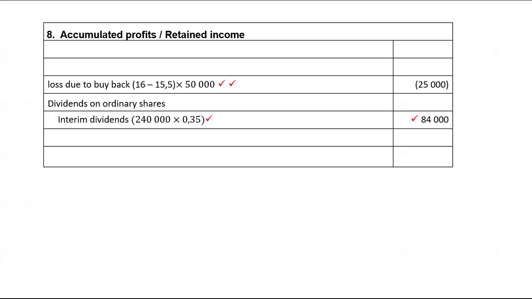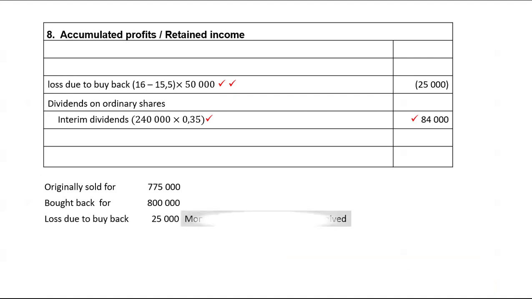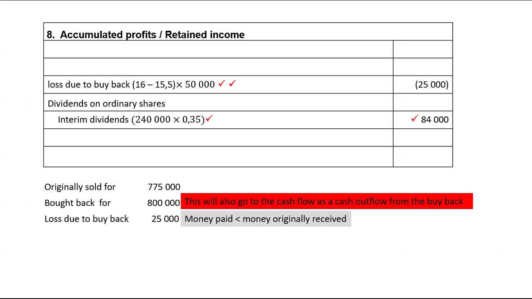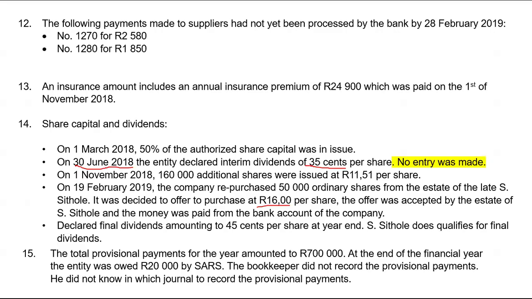Just to explain the buyback of shares, in case you're wondering where I got the 25,000 from. Next in line, I'm going to focus on the final dividends. They said we declared final dividends amounting to 45 cents per share at the end of the year.